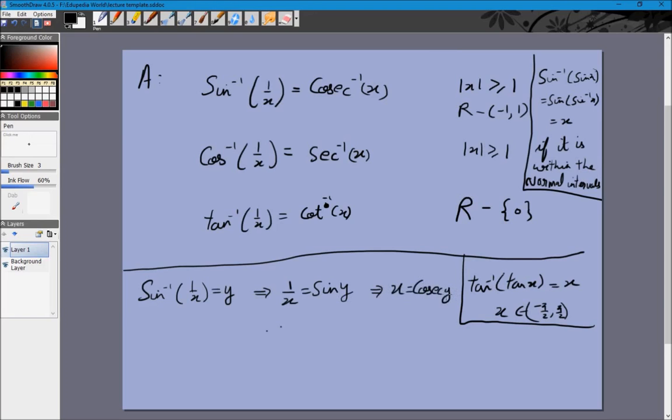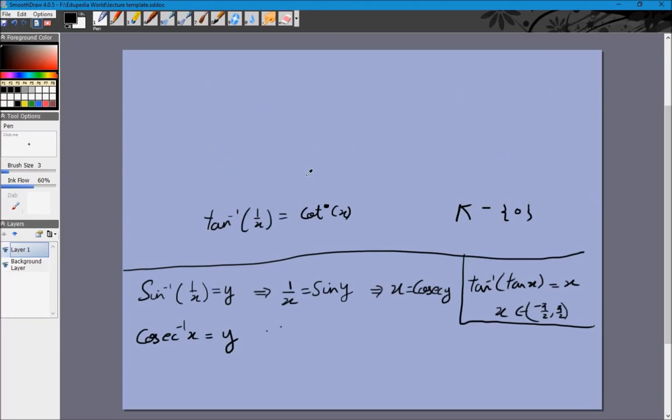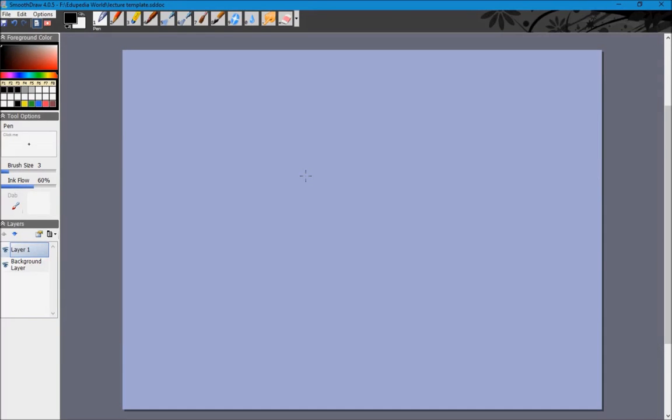Now you take cosec inverse of both sides, you'll get cosec inverse of x is equal to cosec inverse of cosec y, which is y. So sine inverse 1 by x is equal to cosec inverse x. Right? You can try to do the other two in the same way. Right? So there's another category which has to do with taking the inverse of the argument.